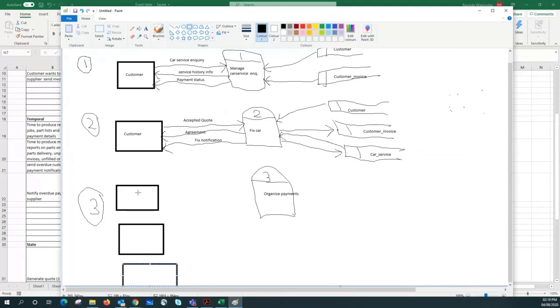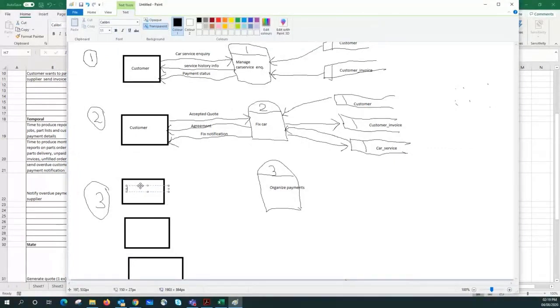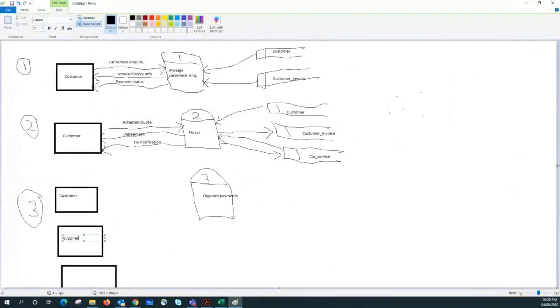Right, now let's name these things first, otherwise we will make our life a bit difficult later on. So let's make this first one customer, this is the supplier, and the third one, let me make it a calendar. Okay, calendar.